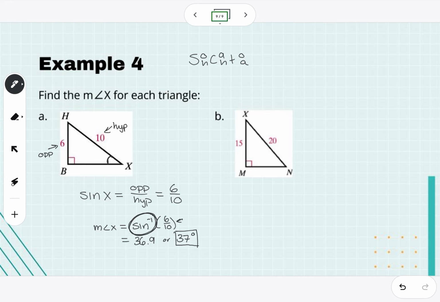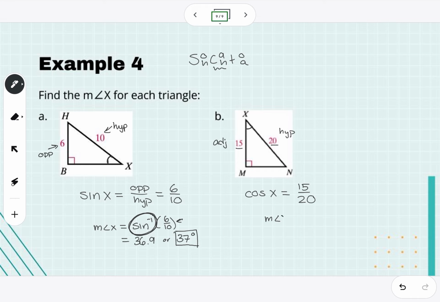So I'm going to do part B over here. I'm trying to find my missing angle X. I know that I have these two sides, 15 and 20. Which sides are they for this angle? Well, 15 would be my adjacent side. 20 would be my hypotenuse. Which trig ratio deals with adjacent on hypotenuse? It's going to be cosine. So I could say cosine x equals adjacent, which is 15, over my hypotenuse, which is 20.